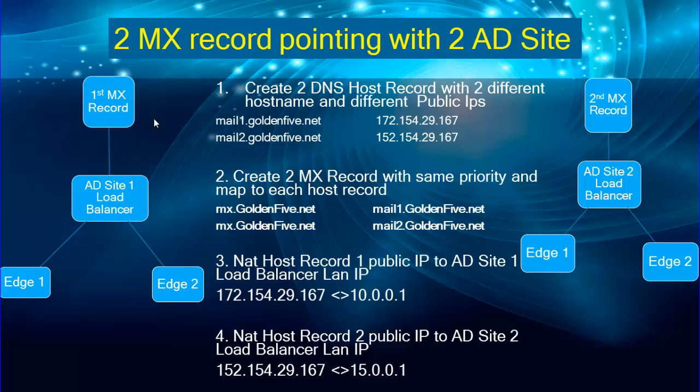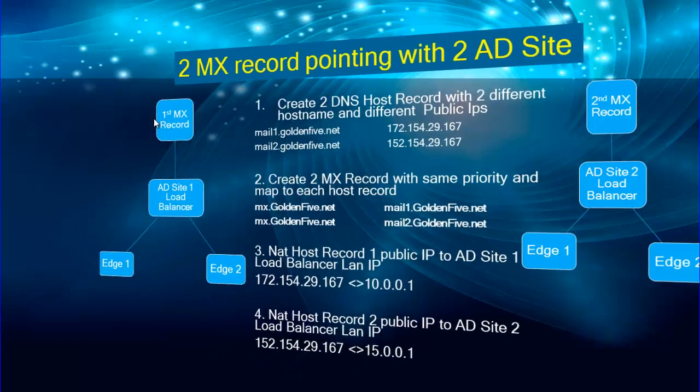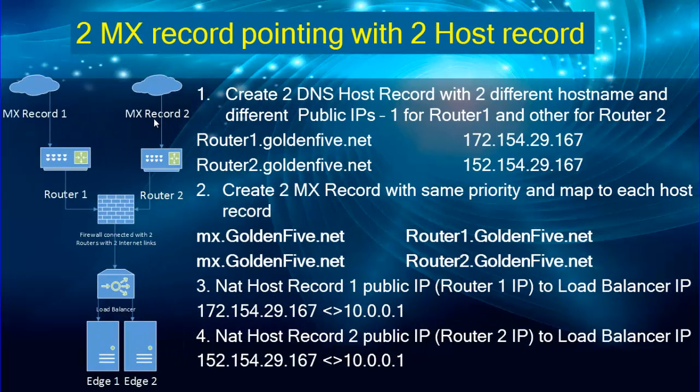So this is another way of doing the high availability, which is across the site. Let's move on to the fourth one, which is not much different than the first two. Creating 2 DNS host records with 2 different host names, router1.goldenfile.net, router2, and then 2 MX records. This is what you were talking about.